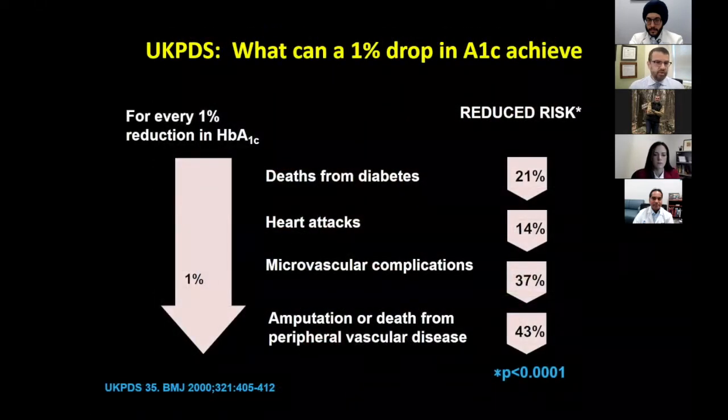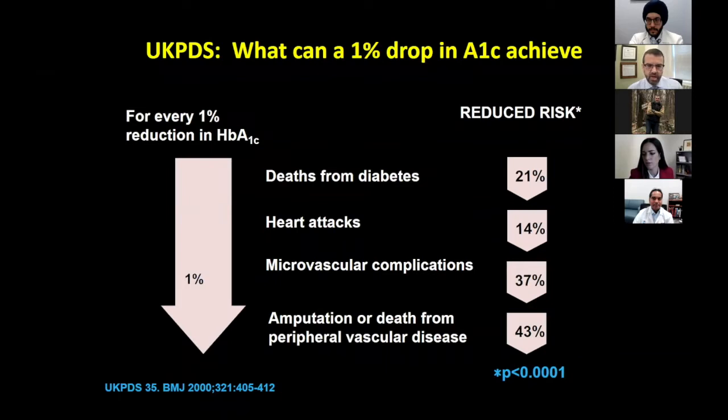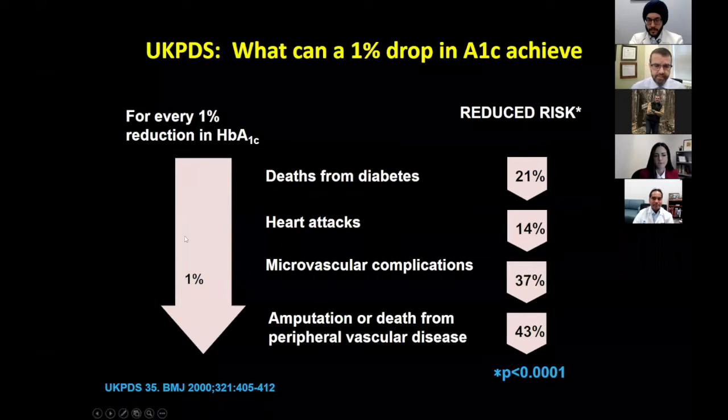I think it's always good just to recap on what we're trying to achieve with A1C. We know it's more than just a number. We want to try and communicate that in our sessions with our patients. And actually, one of the earliest studies, UKPDS, tells us that with a 1% reduction in A1C, we can see up to a 37+% reduction in risk of microvascular complications. We're going to see an impact on deaths from diabetes, but also impacts on cardiac disease and peripheral vascular disease.